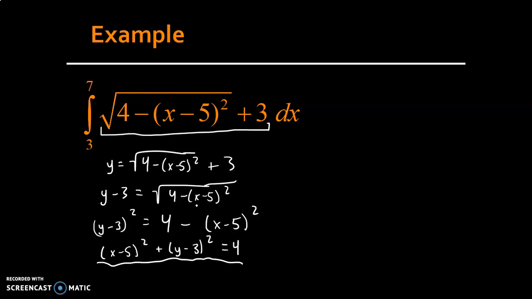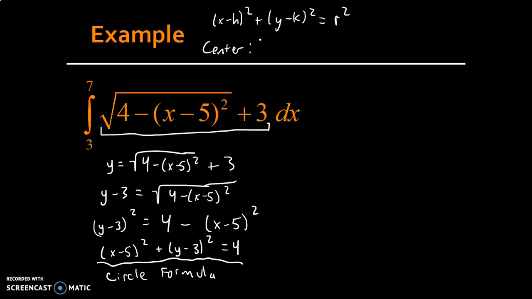Now this hopefully looks a little bit more familiar. This is a circle formula. So if you think back to geometry or pre-cal, if you have a formula that's (x minus h) squared plus (y minus k) squared equals the radius squared, then your center is at h, k, and then your radius is basically the square root of whatever number you have on that side, so r. So in this case, we have a circle where the center is (5, 3), and the radius is 2.